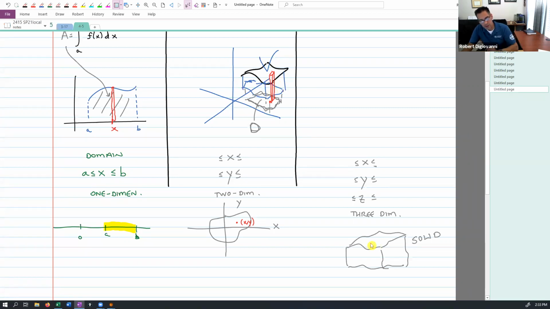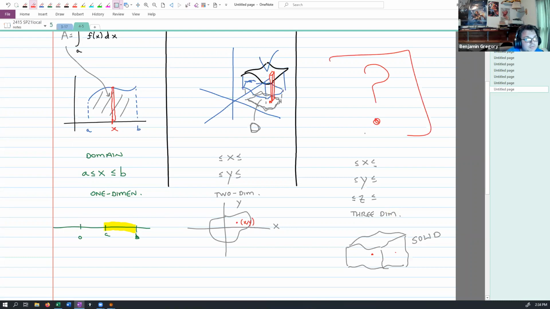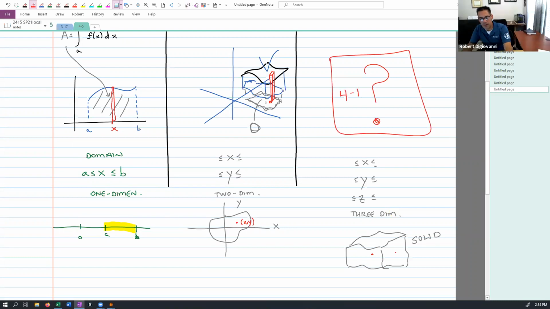Here, you're going to pick some point in this three-dimensional solid. It could be inside, it could be on the surface, it could be anywhere in it, right? Just anywhere within that solid. And you're going to take that point and plug it into a function. So what's the problem now? Now we have to draw something in 4 dimensions. Yeah, 4D, okay? Not happening. It's not happening.